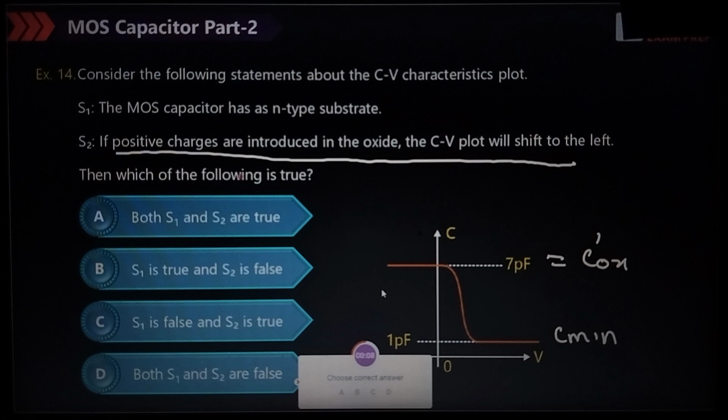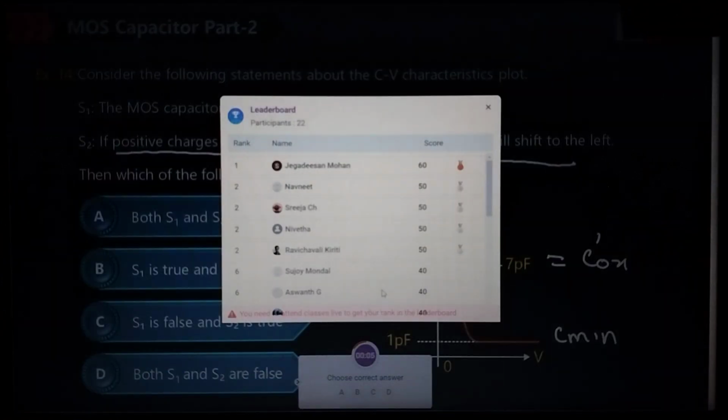63% students have given the right answer. Okay, Priya Mohan, Ravi Chavli, Navneet, Sreza, Nivita, then Bonita.